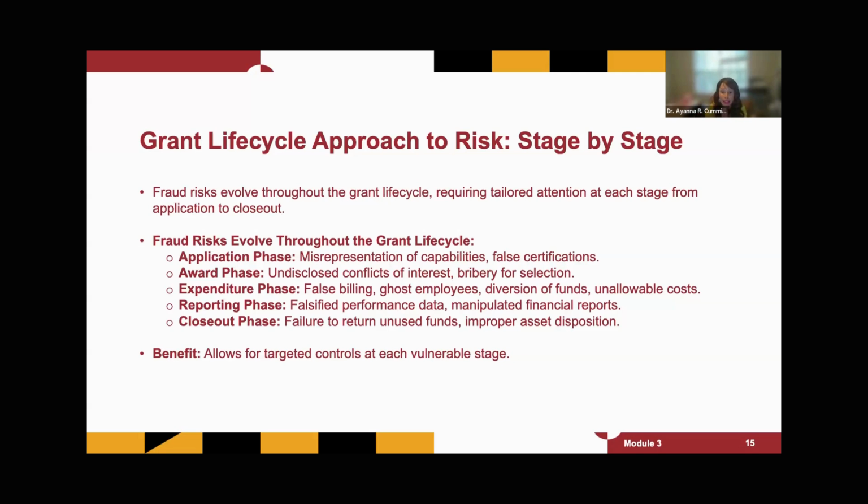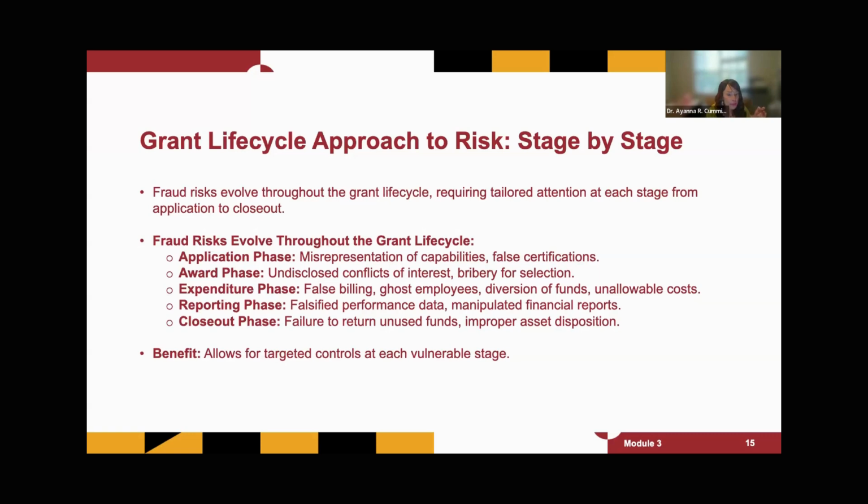And now that same exact cost that was identified in the grant agreement as unallowable is emerging in this list of costs on your financial management report. The reporting phase, falsified performance data, manipulated financial reports, and then of course on the closeout phase, failure to return unused funds, even if they weren't spent, and you're afraid that you won't get another grant, you still have an obligation to report them as unused. And then, of course, improper asset disposition. So disposing of assets improperly.